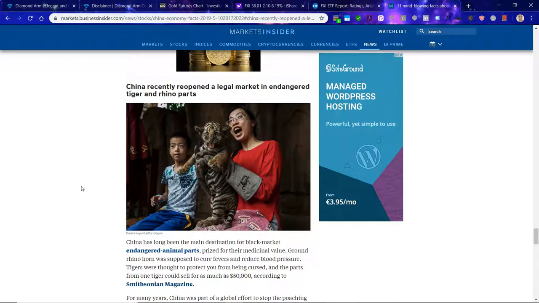China recently reopened a legal market in endangered tiger and rhino parts. Now, this is one of the huge controversies about China. As the entire world culture is moving towards a more ecological, environmentalist mindset, China's deep culture of traditional medicine is in total and utter collision with that. But the pressure concerning that is something that the Chinese authorities are very aware of.